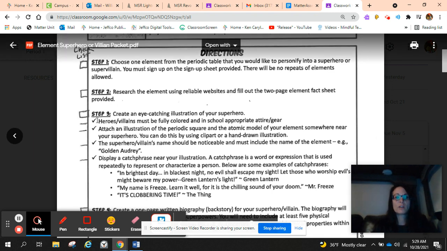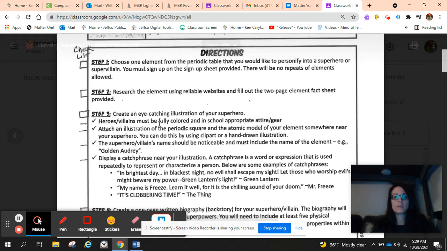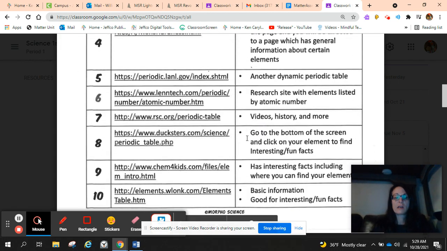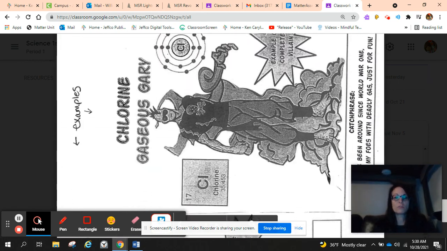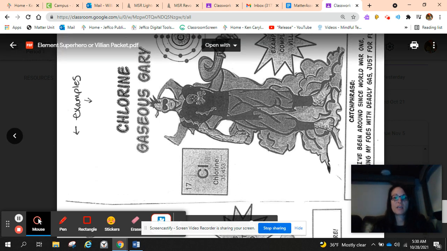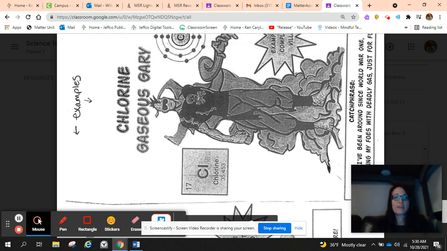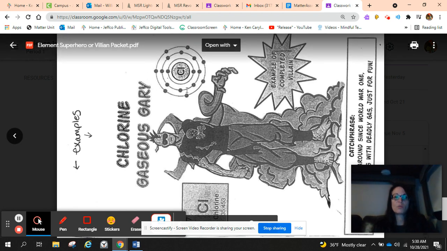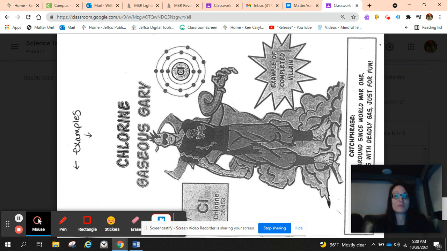Okay. The first one under step 3 says heroes and villains must be fully colored and in school appropriate attire or gear. You have to attach an illustration of the periodic square. So remember that square, or we called it a periodic tile, that shows the atomic number and mass. And then the atomic model. So if you look at the back of this packet, it has your two examples. I'll scroll to the back there. So this is your periodic table square or tile. And this is called the atomic structure. We drew a couple of these, but probably not as big as some of your elements are going to be.